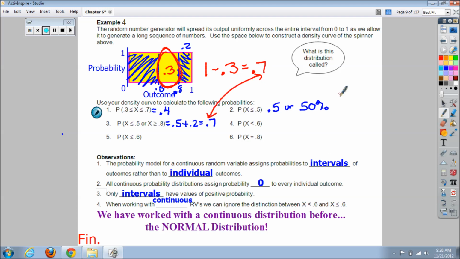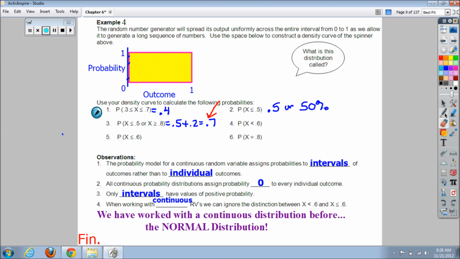The probability that x is less than 0.6. Now notice here, I just said less than and not less than or equal to. So if I estimate, here's, let's say 0.6, and I want to be less than it, well, what's this area going to be? And notice for number 5, we'll kind of combine these two together here. Being less than 0.6 or less than or equal to 0.6.